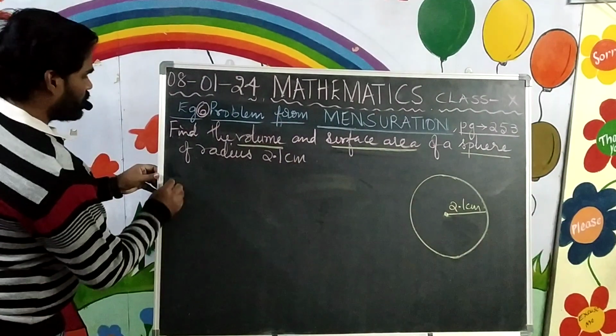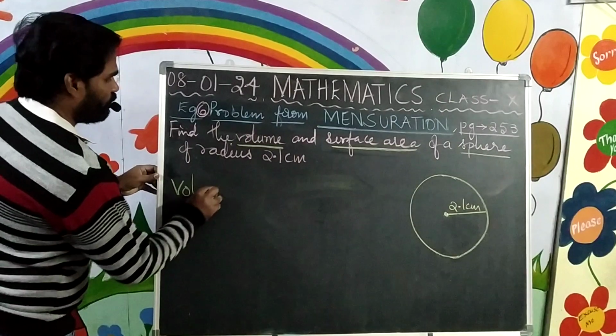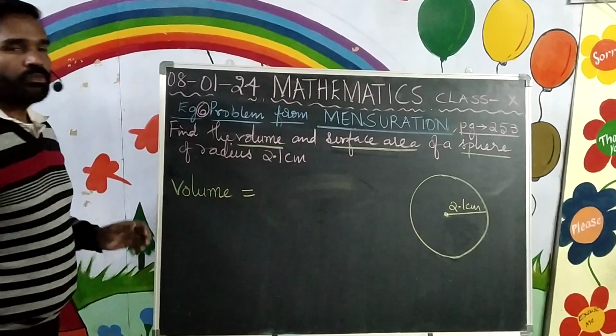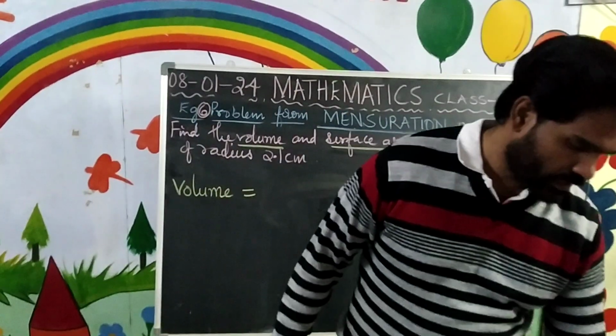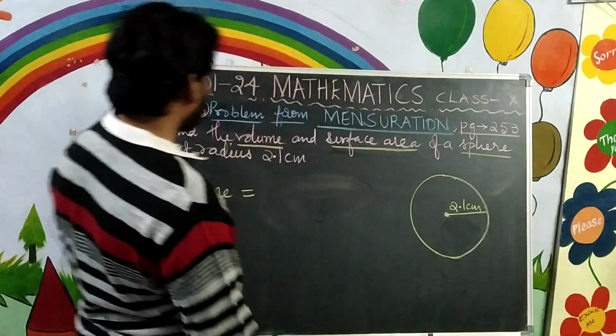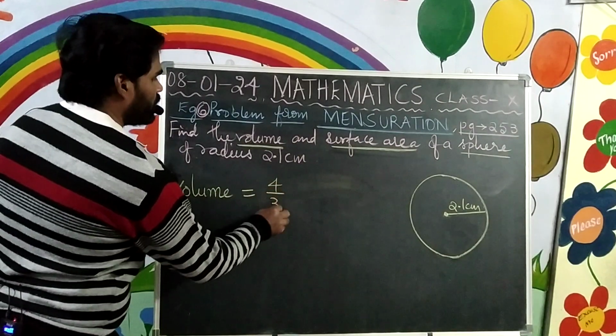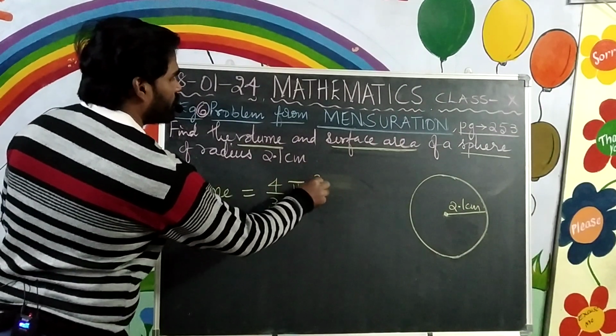Okay, to find the volume of the sphere, you need to know the formula for the volume of a sphere. What is the formula to find the volume of a sphere? The formula is nothing but 4 by 3 pi r cube.